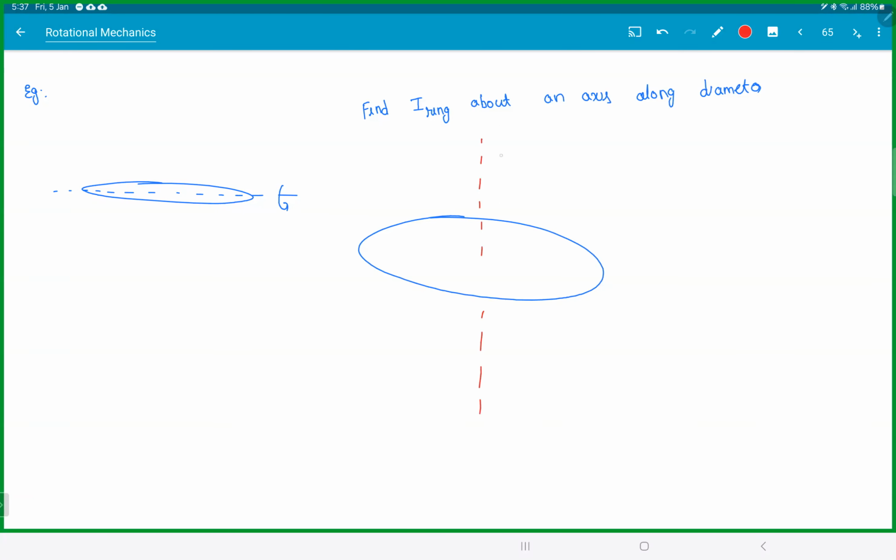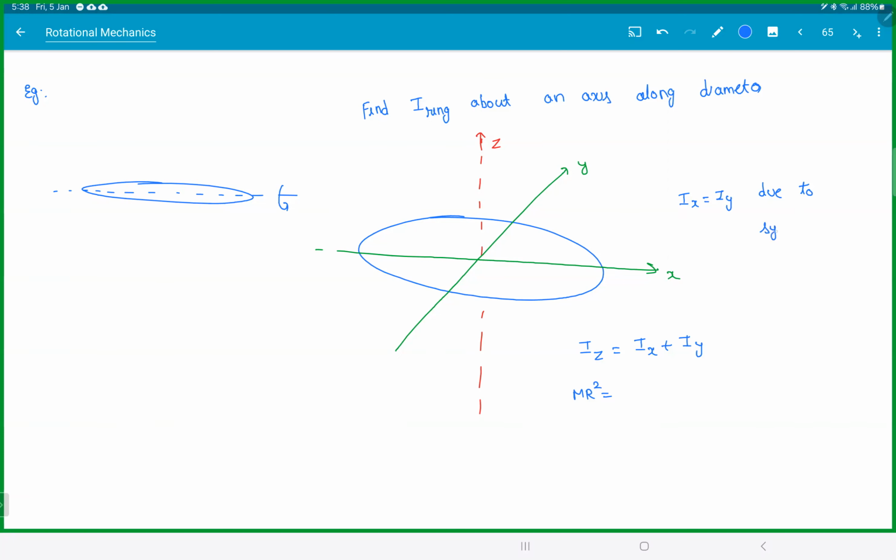This I know. Let's call it Z. So Iz is given. You are asking me to find Ix. Draw one more perpendicular line, Y. So from the perpendicular axis theorem, Iz is equal to Ix plus Iy. I know Iz is mr square. Here Ix is equal to Iy because of symmetry. If you see the axes about x and y, it is symmetrical, so the moment of inertia will be the same. So this will be 2 times Ix. So Ix is equal to mr square by 2. Easy.